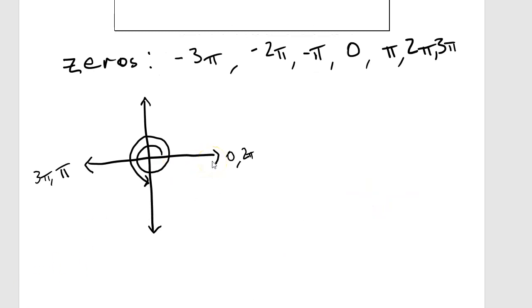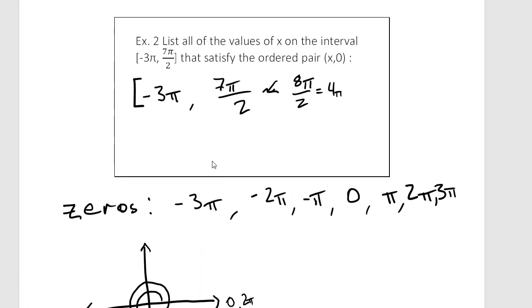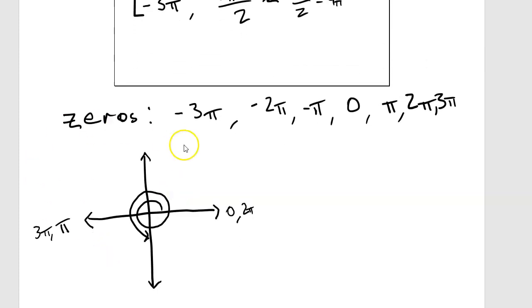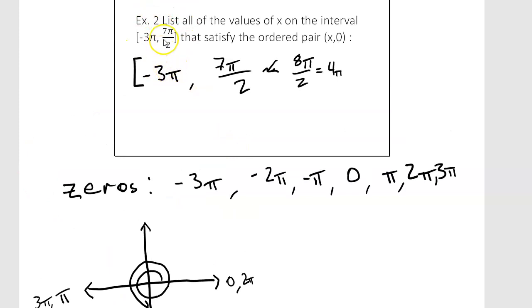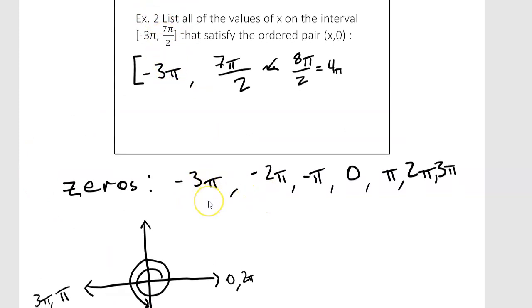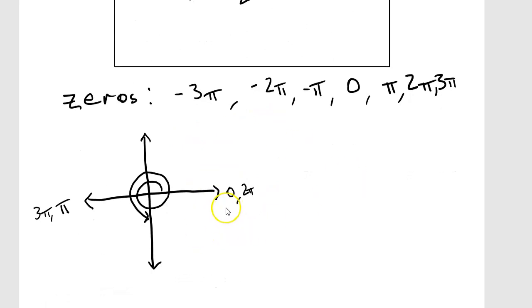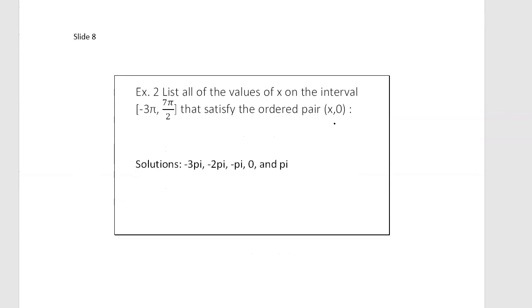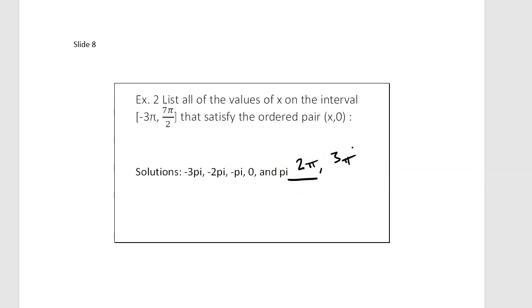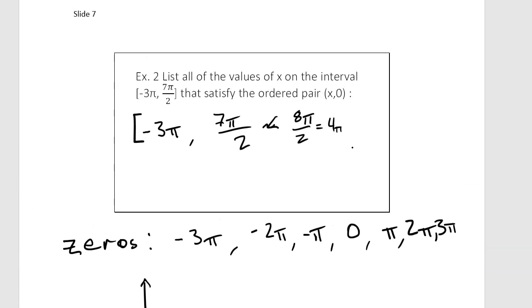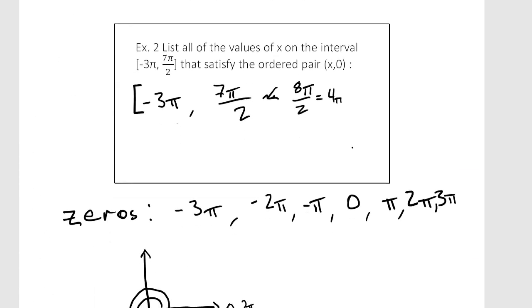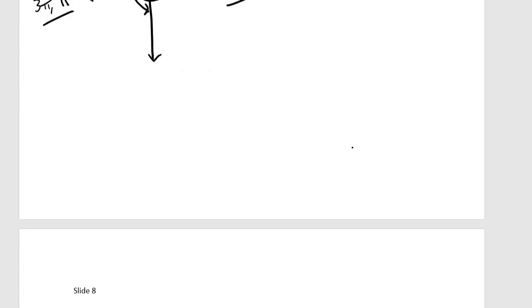Okay, so I must have had a typo in my notes when I wrote down the answers to this, because I just drew 7 pi over 2, this angle right here. I drew it so I could check that we cover all of these, and we do. Even though my notes, if you scroll down, you'll see the answers, stop at pi, it should actually include 2 pi and 3 pi. Not sure why I didn't. I'll have to check on that later. So those are the answers: all the pi solutions that give you a 0 as your output.